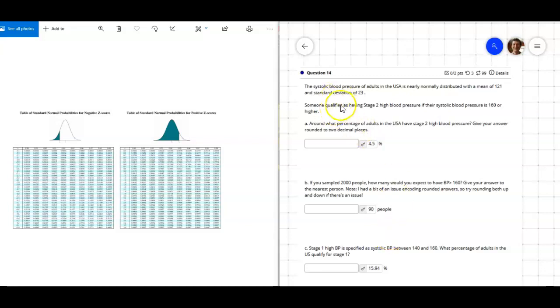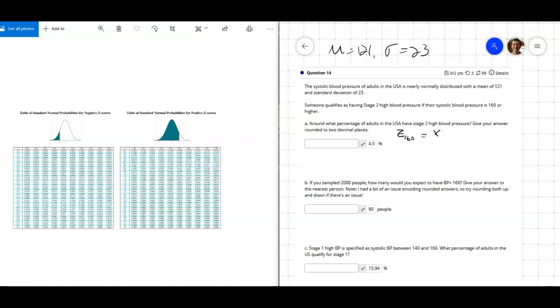Let's take a look at this normal distribution problem about high blood pressure. So we have a mean of 121. That'll be important to know. And the standard deviation of 23. Now the high blood pressure stage 2 is 160. So I want to compute the z-score for 160.